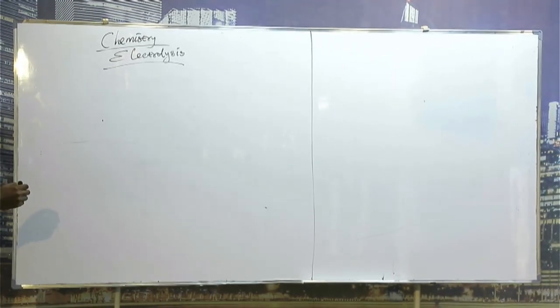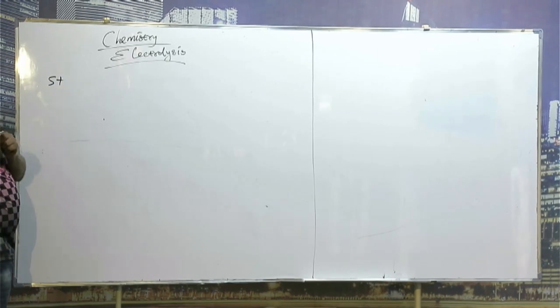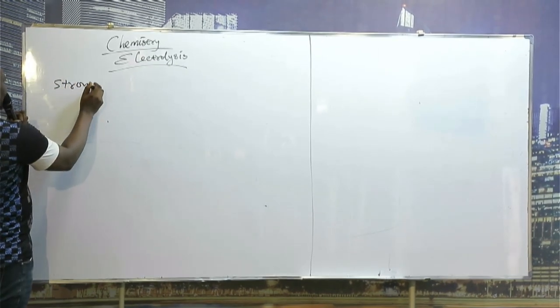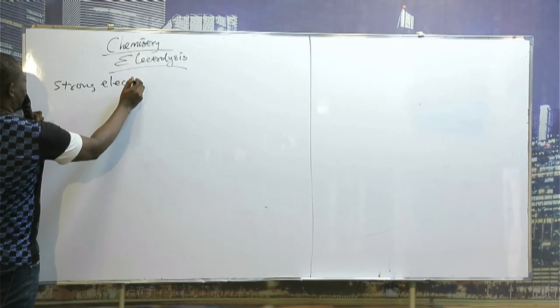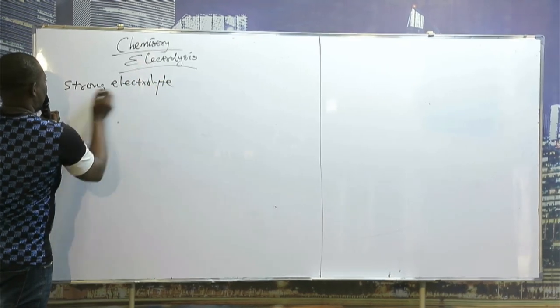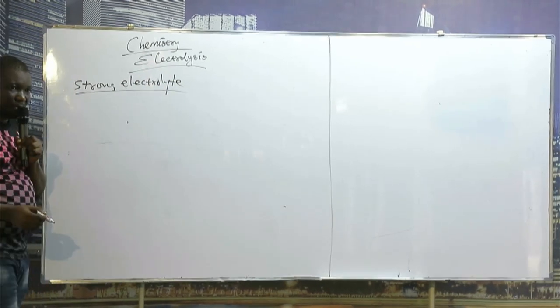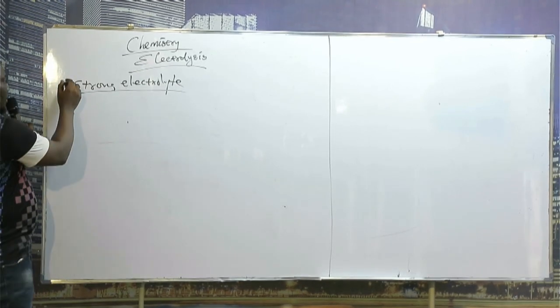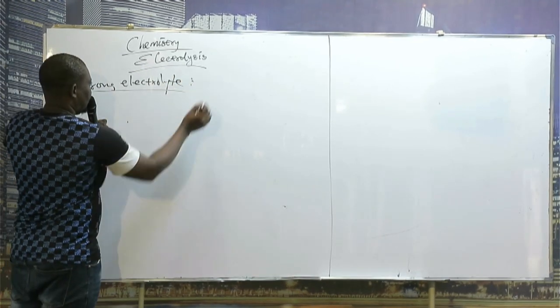Put it this way, start with a paragraph. The following are categories of electrolytes. Category of electrolyte number one: strong electrolytes. Before we go to the next one, just write what it is.